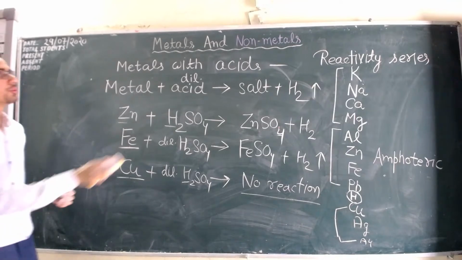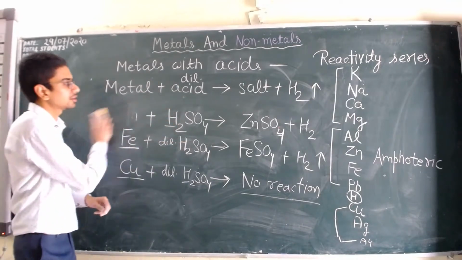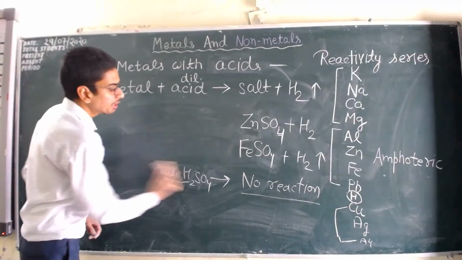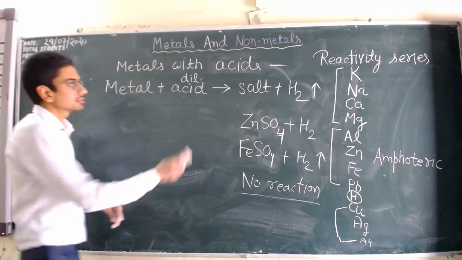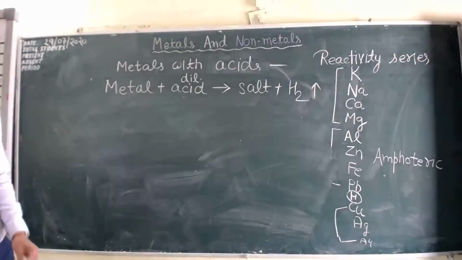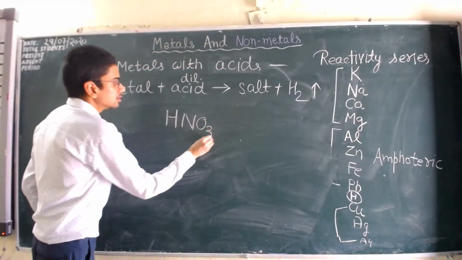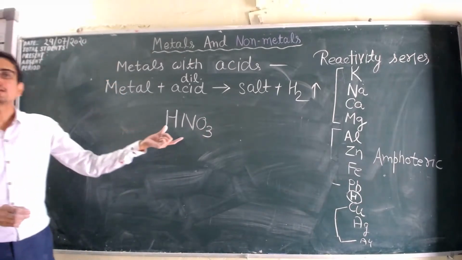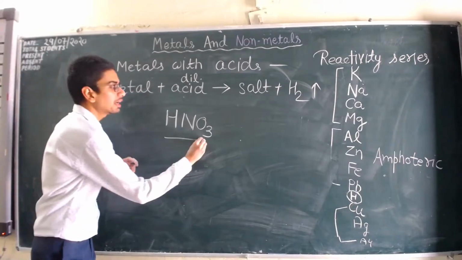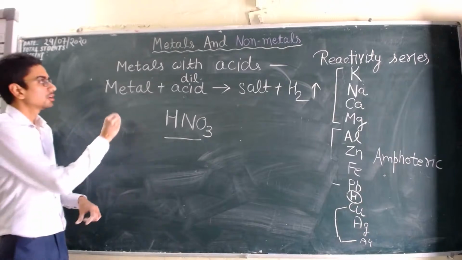Now I told you about hydrochloric acid, sulfuric acid and nitric acid. Nitric acid will react differently with metals. Why? Nitric acid is HNO3. Whenever you write the reaction of any metal with an acid, you should remember that the acid is not nitric acid, because if it is nitric acid, the reaction will be different.